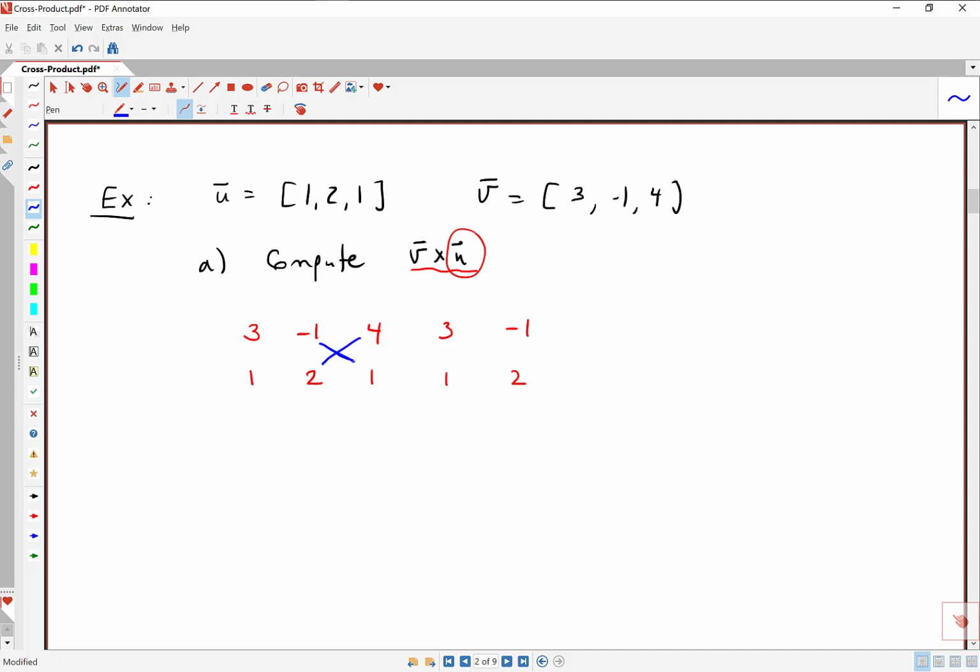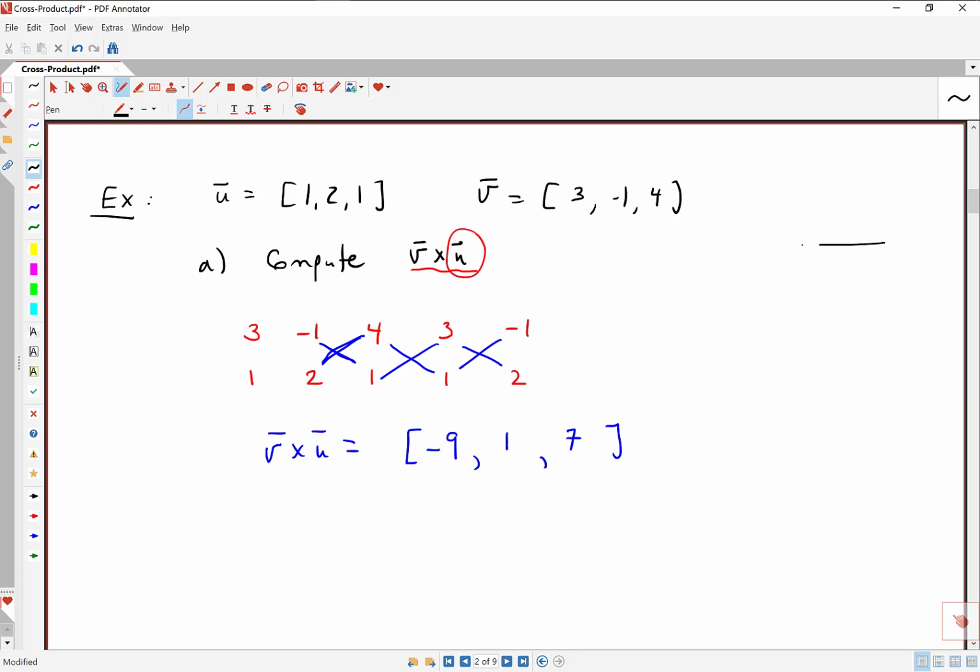So we'd go negative 1 minus 8 is negative 9. Okay, and these numbers that we're creating are building the vector v cross u. So v cross u is negative 9, and it's going to have 2 other components. All right, so to get the second component, we're going to go this product minus that product. So 4 minus 3 is 1. And then for the third component, 6 minus negative 1 is 7. So there we have v cross u.